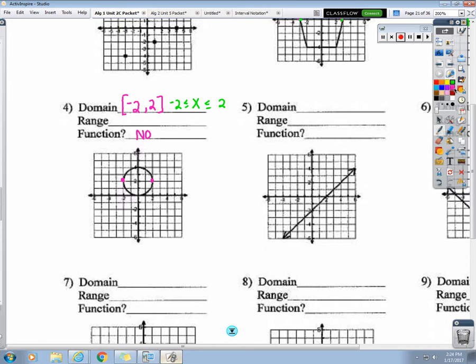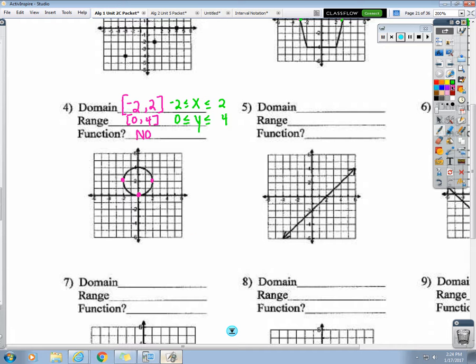Okay, now let's talk about range. What's the lowest you can get on that circle? 0. And what's the highest? 4. So remember, when you're writing as inequalities, you have to put y in the middle because we're talking about range. And then it goes from 0 to 4, and both are included, so both of them get the equal to bar.